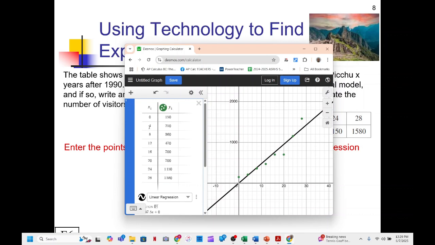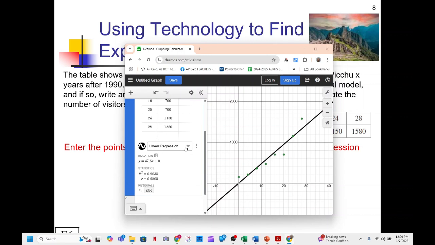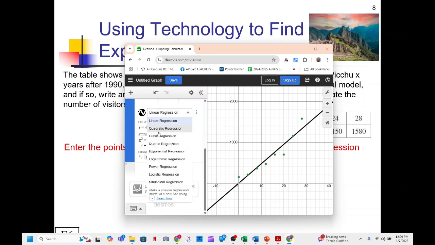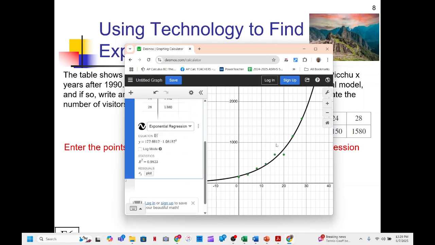Now, we've done this before with lines and all sorts of polynomials. If we go to our drop-down menu here, we see that there is also an exponential regression, which we will click on, and we get a nice little curve fit with an exponential function. Now, it's always a good idea to take a look at your r squared.